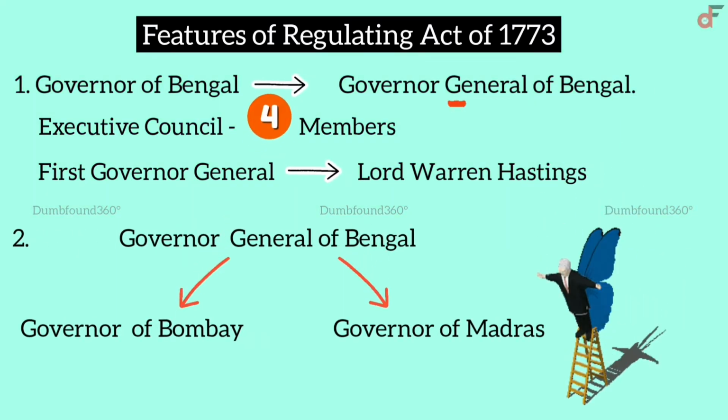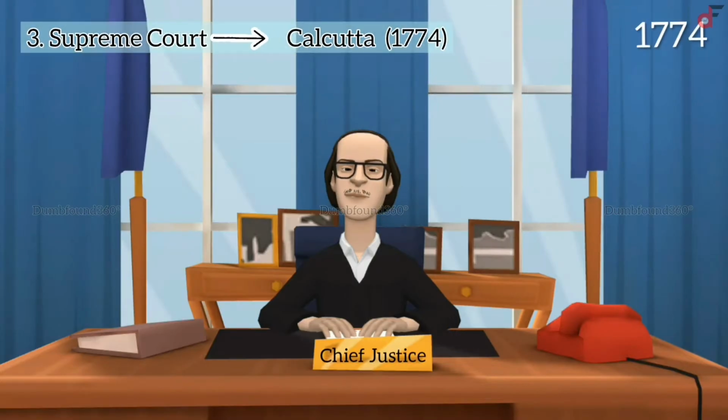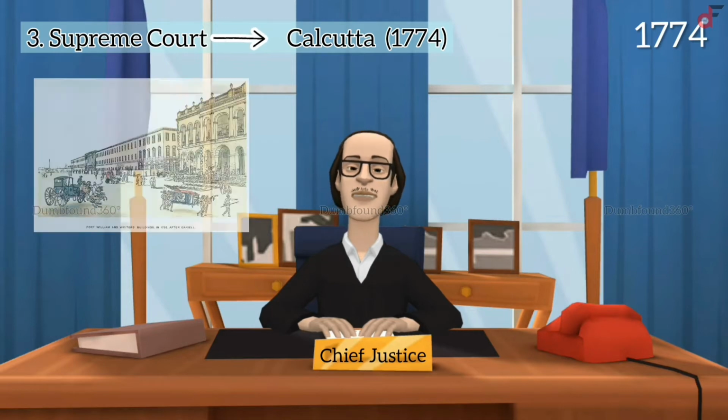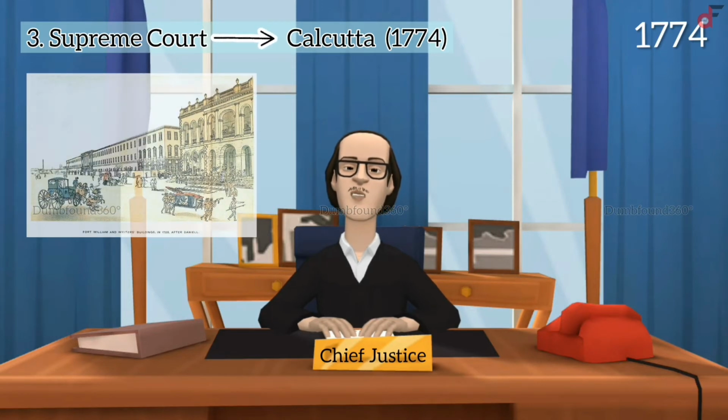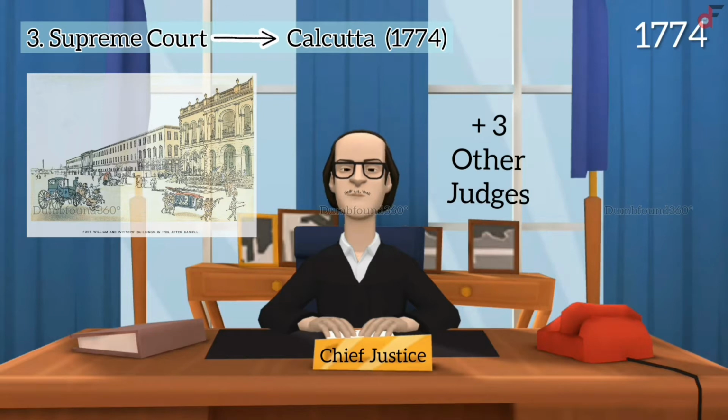2. It made the governors of Bombay and Madras presidencies subordinate to the Governor General of Bengal. 3. It provided for the establishment of a Supreme Court at Calcutta, comprising of 1 Chief Justice and 3 other judges.